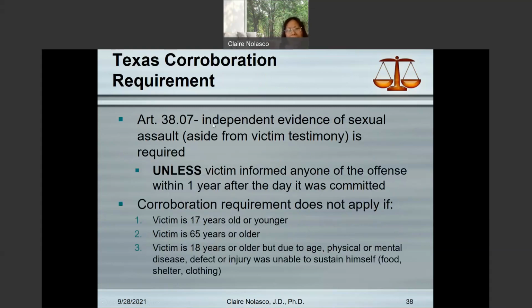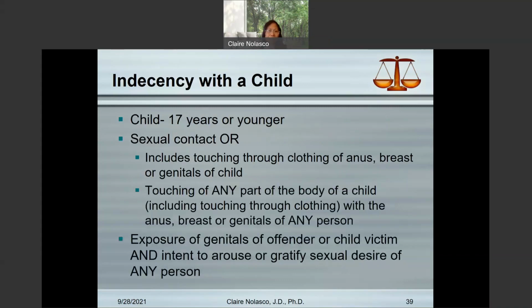Texas has a corroboration requirement, okay? Meaning that independent evidence of the sexual assault, aside from the victim's testimony, is required. So the victim's testimony alone is not enough to prove sexual assault unless the victim informed anyone of the offense within 1 year after the date it was committed. This corroboration requirement does not apply if the victim is 70 years old or younger, if the victim is 65 years or older, or if the victim is 18 years or older, but due to age, physical or mental disease, defect, or injury was unable to sustain himself, such as provide himself food, shelter, and clothing.